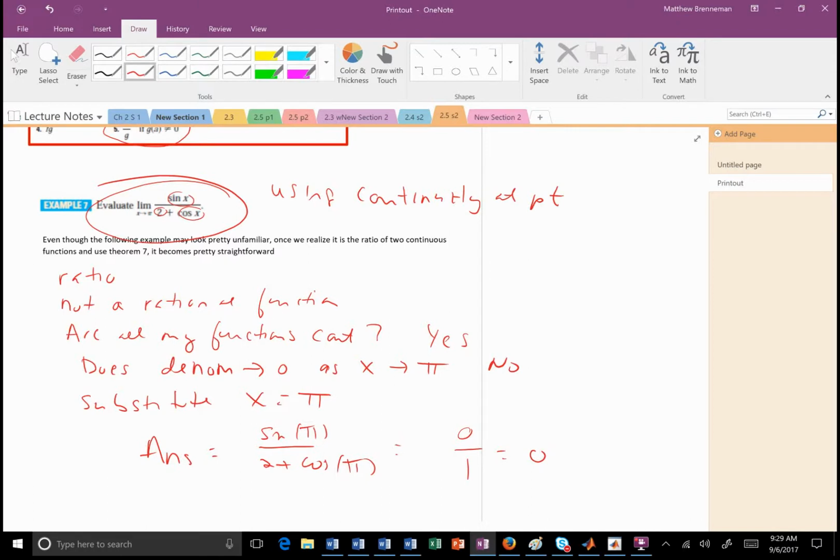There's another use for continuity that I'll just mention really quickly. You have to be continuous to have a derivative. We're going to see that later on. That's what we call a necessary condition. So continuity is useful there too.